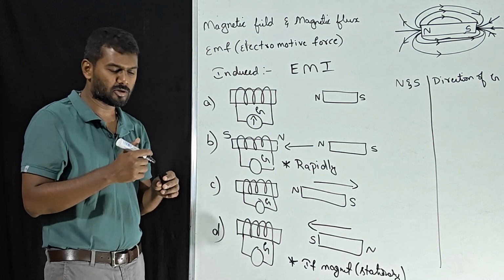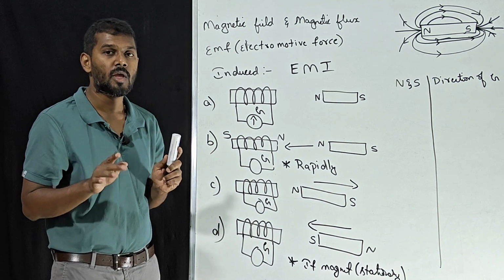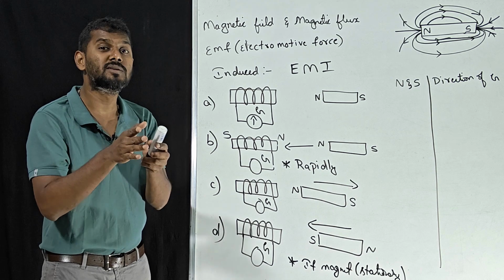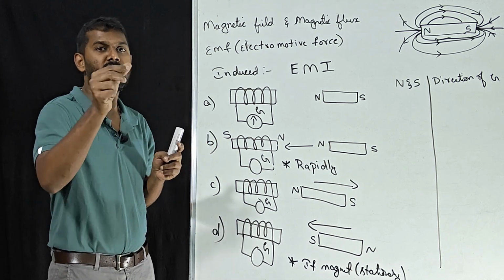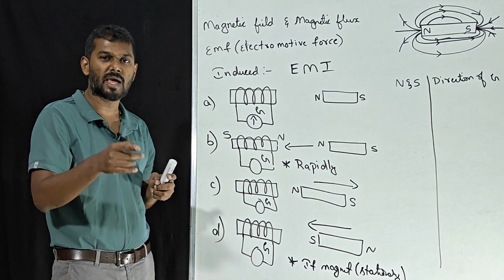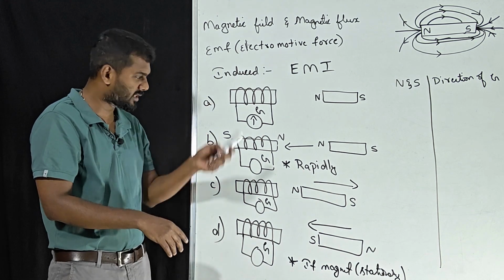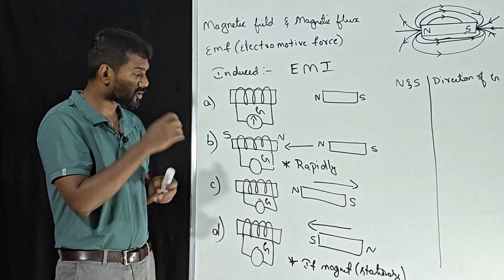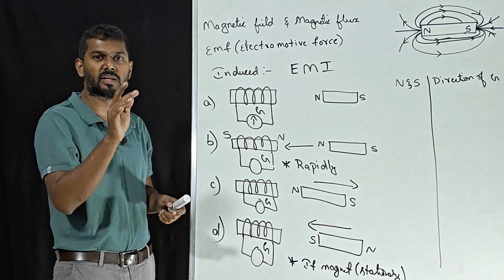And one thing you need to understand: current always flows towards north. Current always flows from south to north. Keep this in mind, or you can remember it as current always flows towards north. So whatever the question, these are the possible diagrams. If you understand the complete concept, then whatever question they ask, you can easily answer.